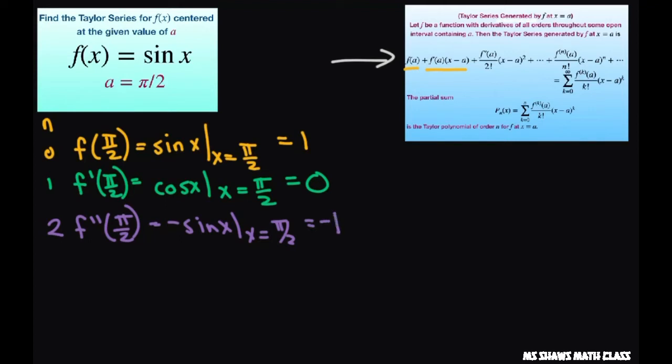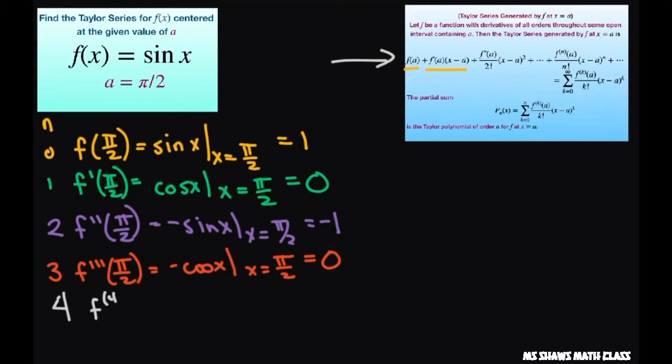All right, let's do 3. F triple prime of pi divided by 2 equals negative cosine of x, evaluated at x equals pi divided by 2. That equals 0. And then we're going to have 4, your fourth derivative at pi divided by 2, which is sine of x at x equal pi divided by 2, and that equals 1. And then it starts repeating.